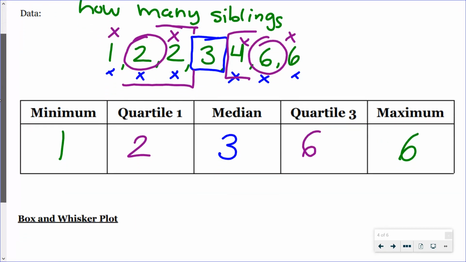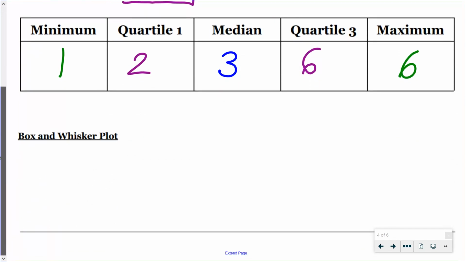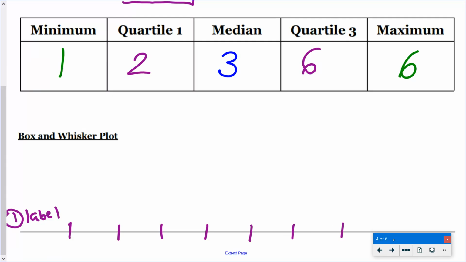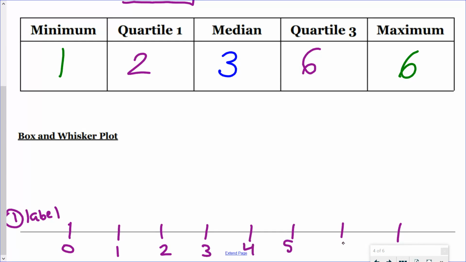These values are going to be represented in something called a box and whisker plot. The first step in a box and whisker plot is to label the values. So I have values from 1 to 6. So I'm going to label 1, 2, 3, 4, 5, 6, and maybe I'll put some extra numbers on here. So I have 0, 1, 2, 3, 4, 5, 6, 7.